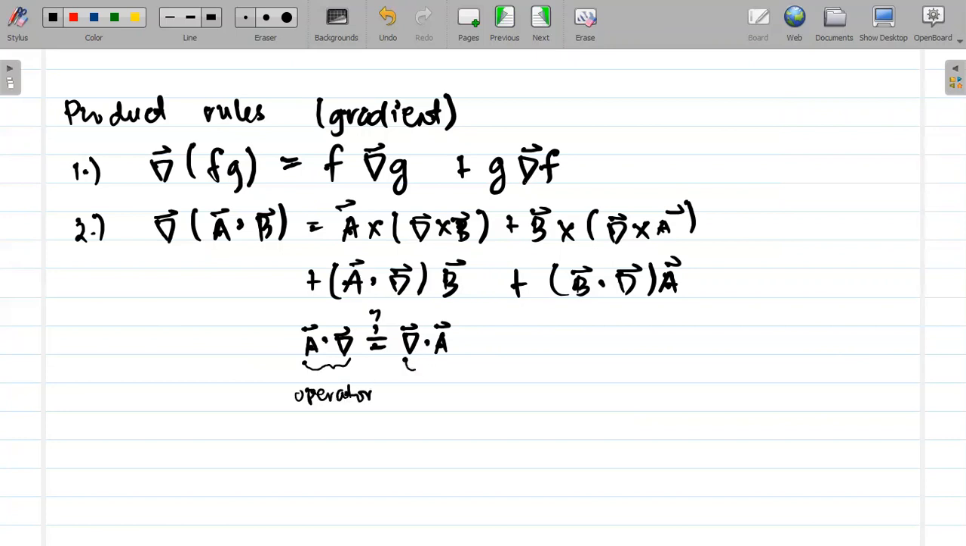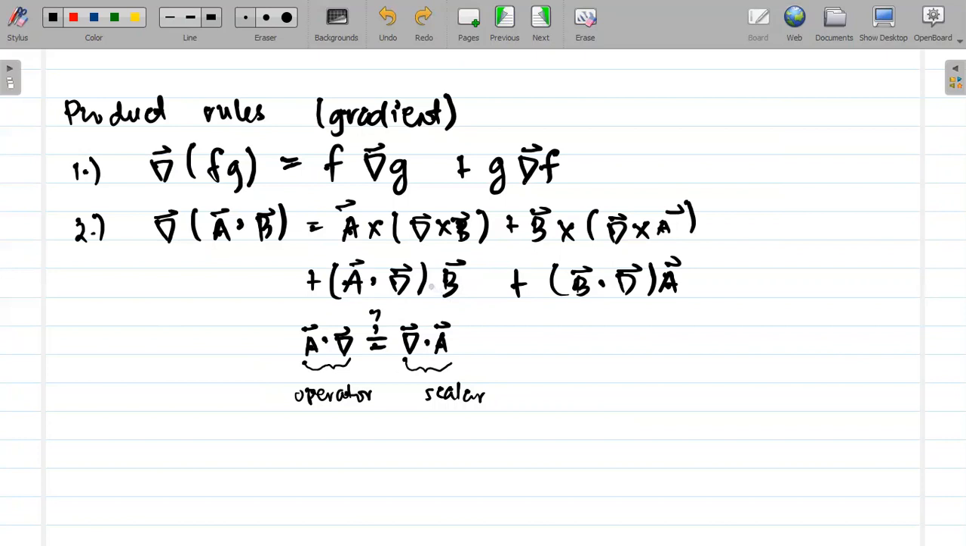Ang del dot A ay isang scalar function na, 'di ba? So, balik class, yung A dot del, nagmamatter dito yung order ng mga terms natin. So, ano ba ang A dot del? Ang result niyan ay partial derivative pa rin. Kaya siya mag-a-act sa B.